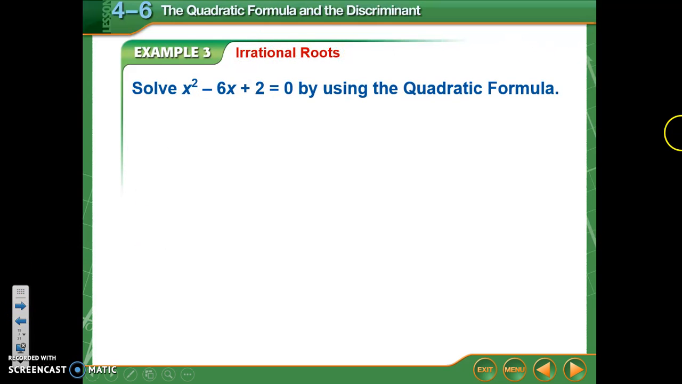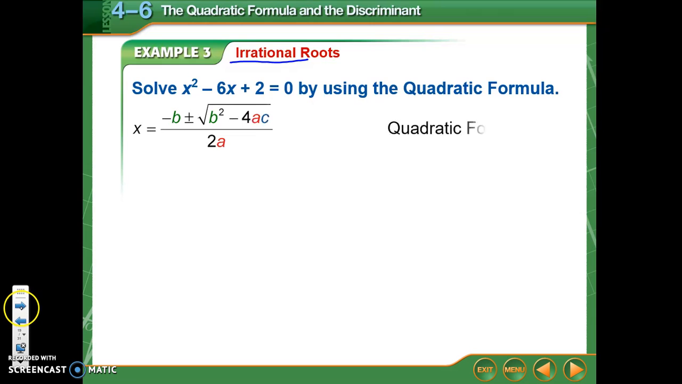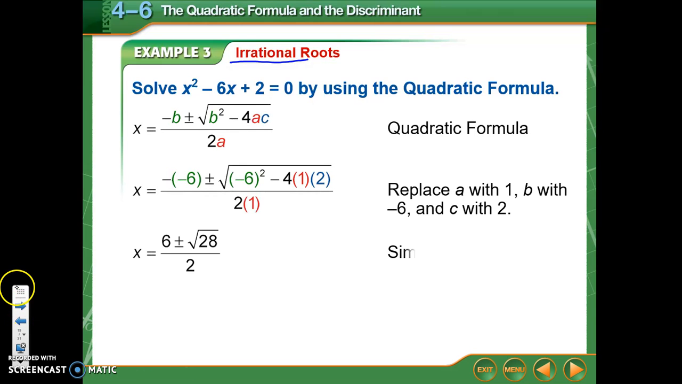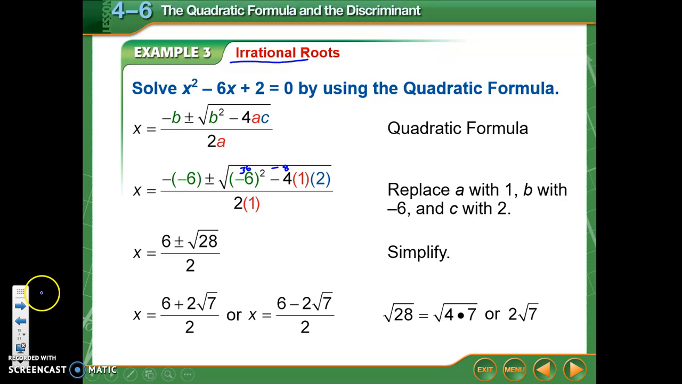All right, this time we're going to look at what happens when our roots are irrational, so when we don't get nice perfect squares to add and subtract. So here A is 1, B is negative 6, and C is 2, so we're going to plug that into our quadratic formula and simplify. Negative 6 squared underneath the radical gives me 36. This is 36 minus 8, 4 times 1 times 2. 36 minus 8 is 28. So I have 6 plus or minus the square root of 28 all over 2.